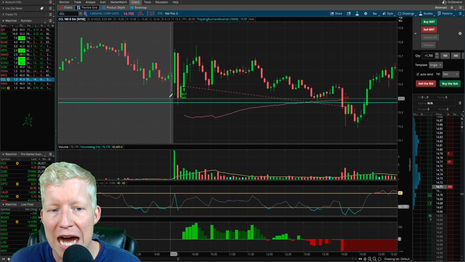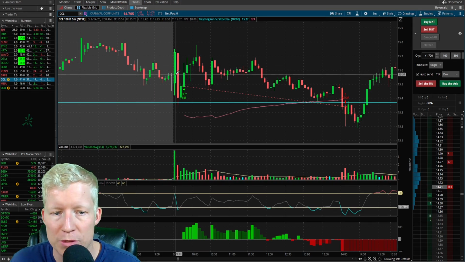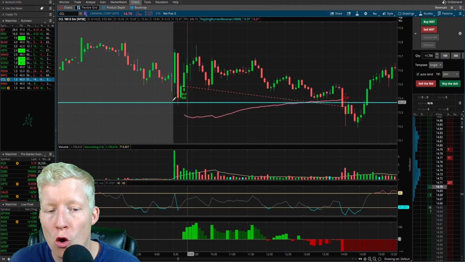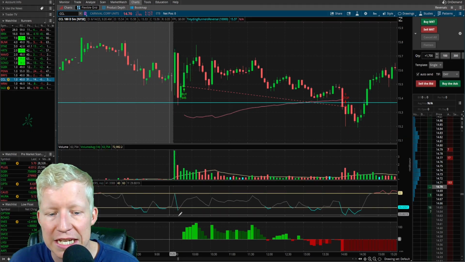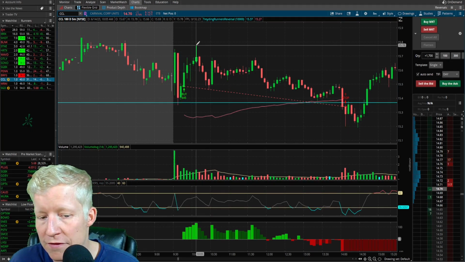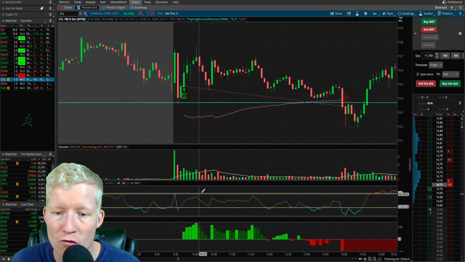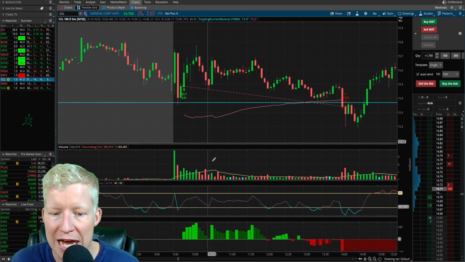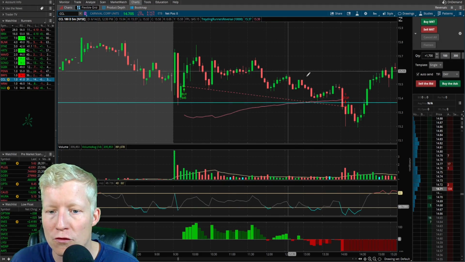This is on Carnival, obviously multi-day strong. This was back in June, multi-day strong over the highest point of the last 3 days. Dipped below the 40 RSI, curled back above, got in. The trade started very nice, but it never got over 60 on the RSI. Never got over, even on these bounces, didn't get over.